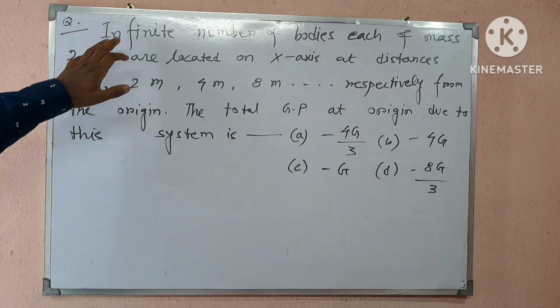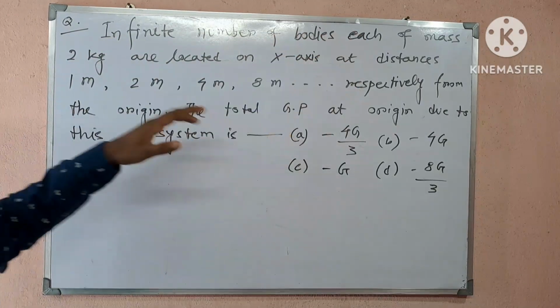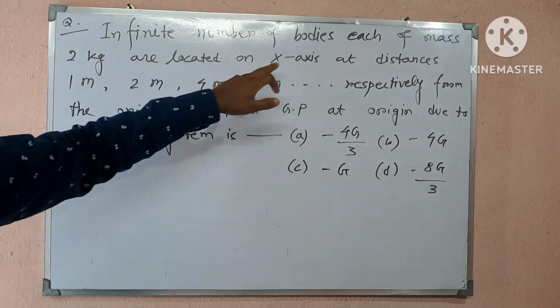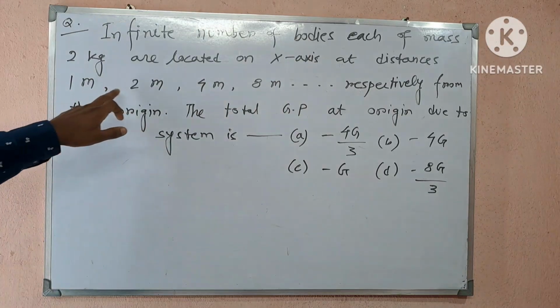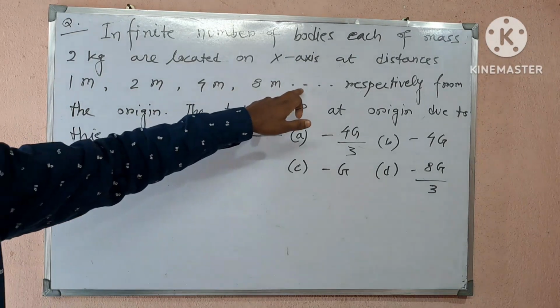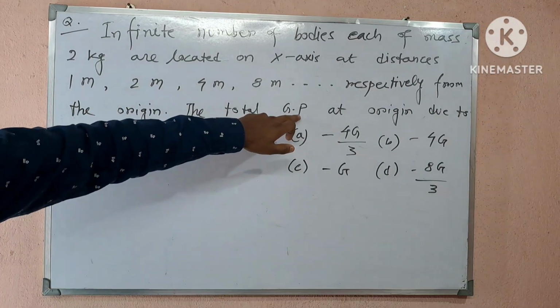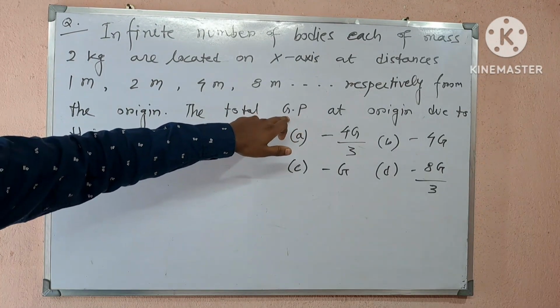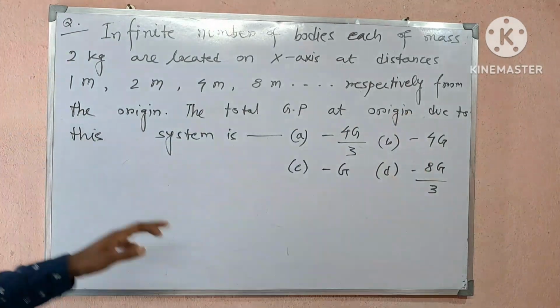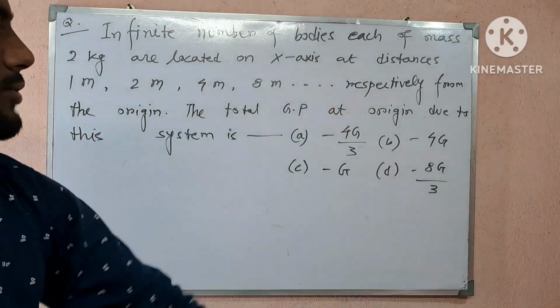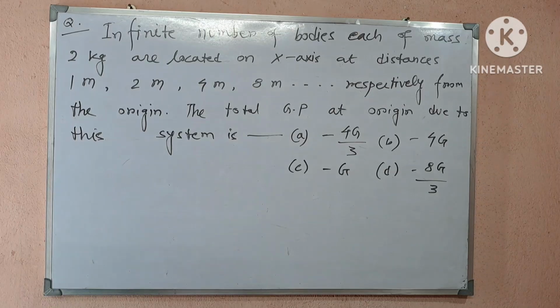Let's see another question. Infinite number of bodies, each of mass 2 kg, are located on x-axis at distances 1 meter, 2 meter, 4 meter, 8 meter, respectively from the origin. The total gravitational potential at origin due to this system is, and these are the options. Actually, this is a previous year's question of NEET. So how will we solve it?